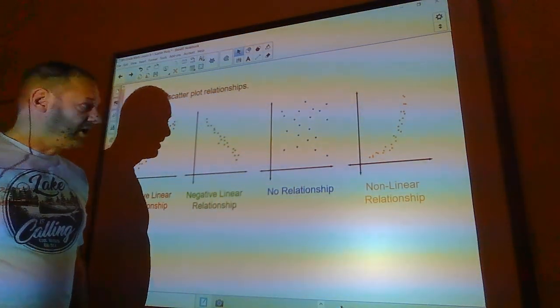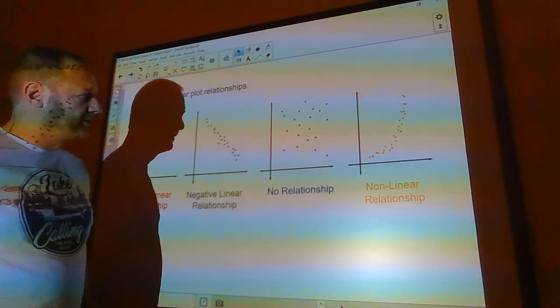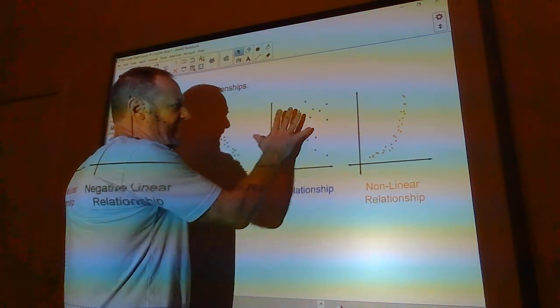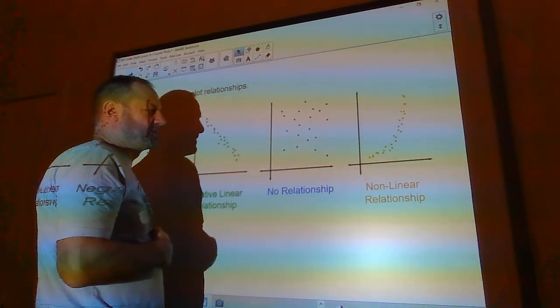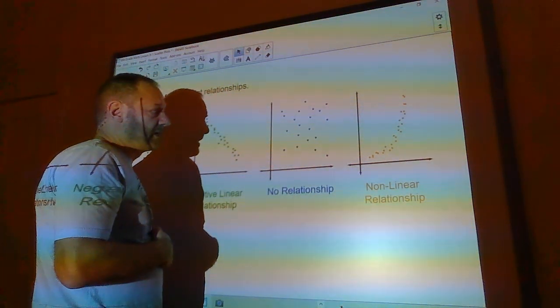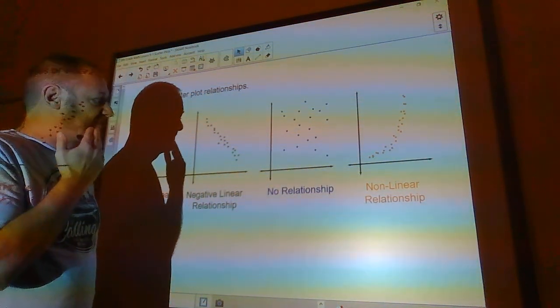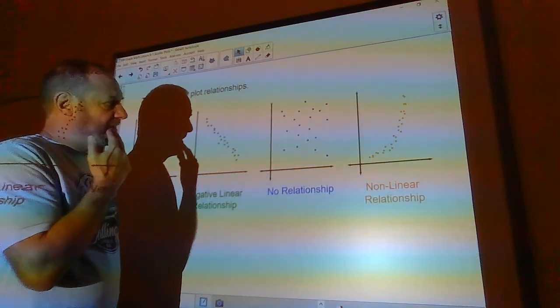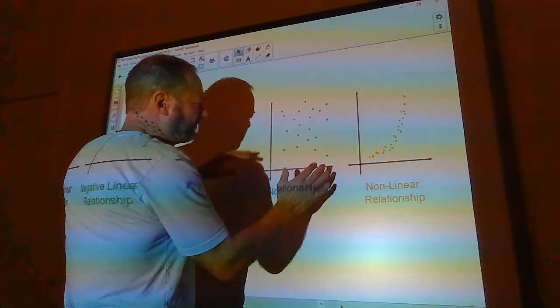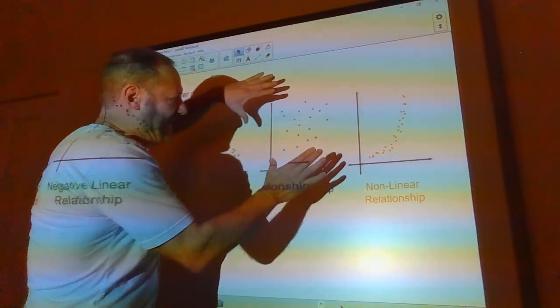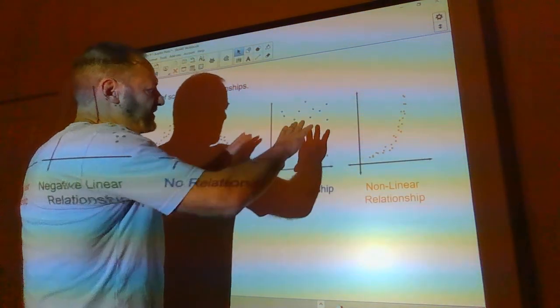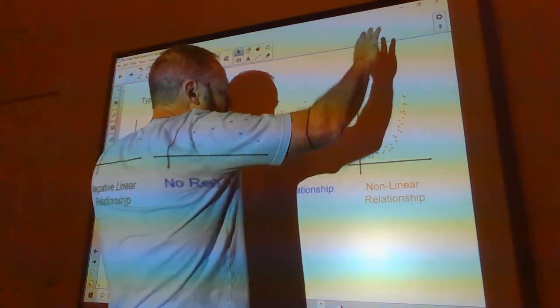No relationship at all. So this is obviously just scattered everywhere. There's no rhyme or reason to this data. Okay. Now, this would be a case where you need to make sure that you have enough data, because sometimes if you take this and you back out further and further, you'll see that with more and more data, it will take on a shape.